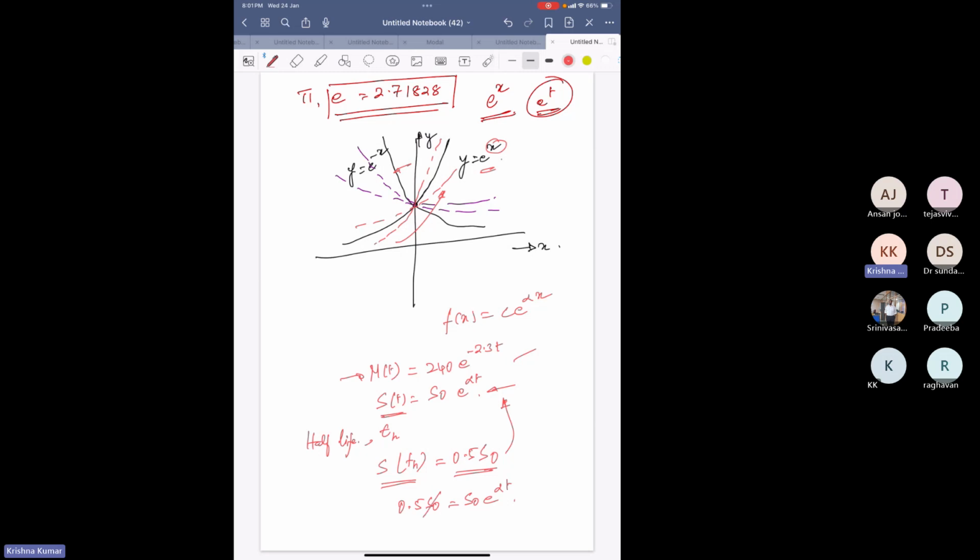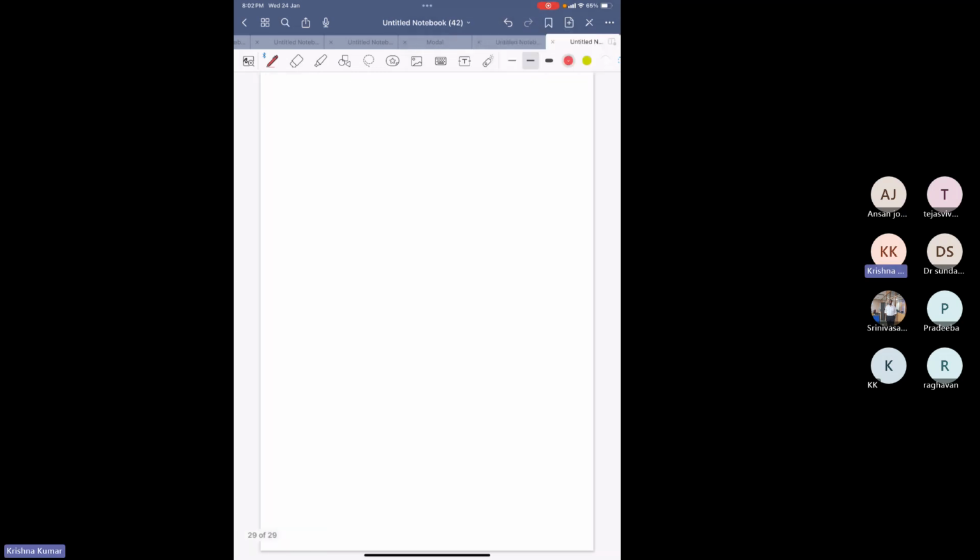So I will cancel S naught out. So e power alpha, now it's half, that's why I put TH here. Alpha TH is equal to 0.5. In other words, e power alpha TH is equal to 0.5. So we introduce at this stage what is called the natural logarithm, which we will write as ln.